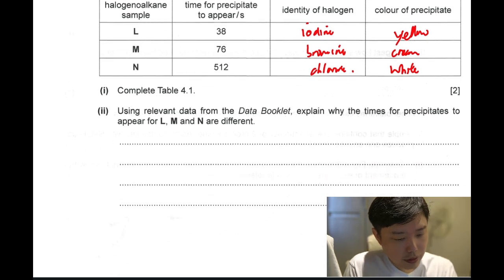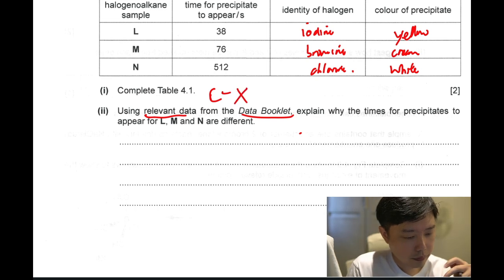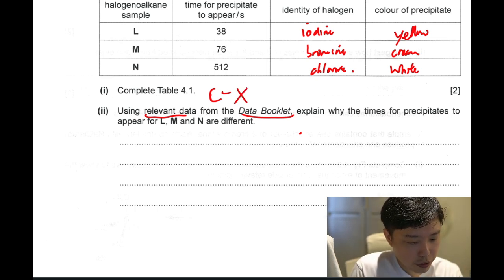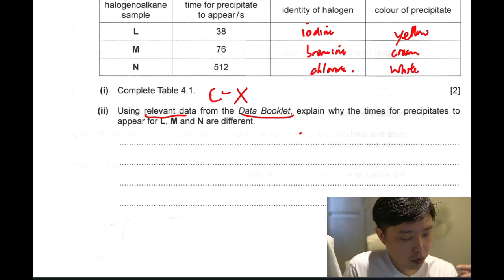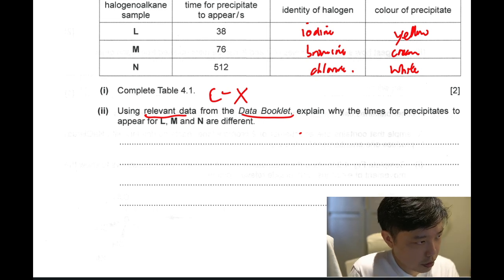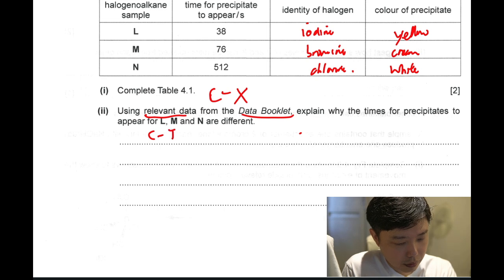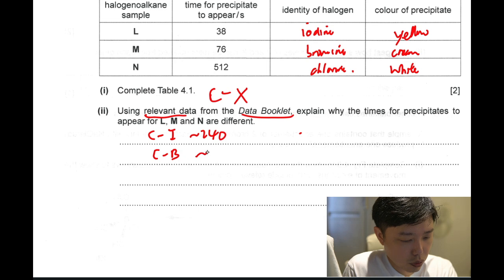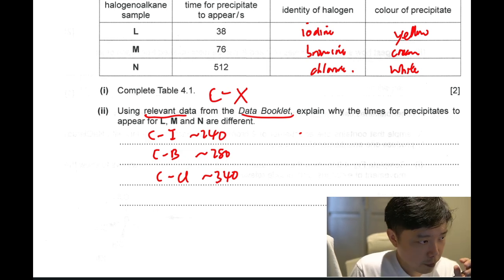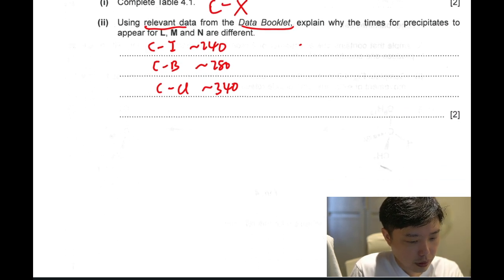Using relevant data from the data booklet. So relevant data, they are referring to the C-X bond energy. Explain why the time taken for a precipitate to appear is longer. So you just need to quote all the bond energies. C-I bond is about 240, C-Br is about 280, and C-Cl bond is about 340. So the weakest bond will take the shortest time to break, and the longest time to break is your C-Cl bond because it is the strongest.